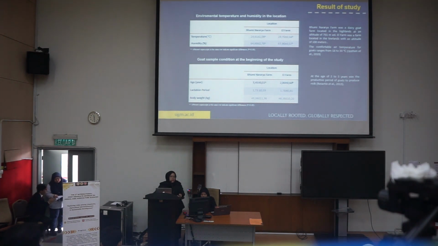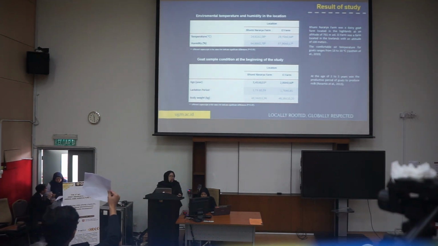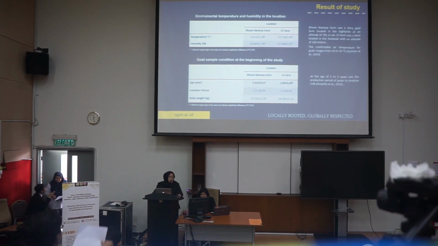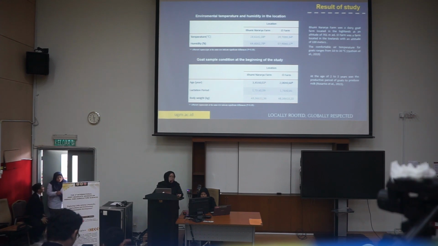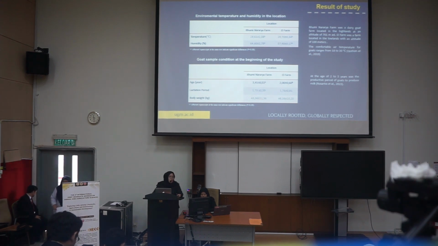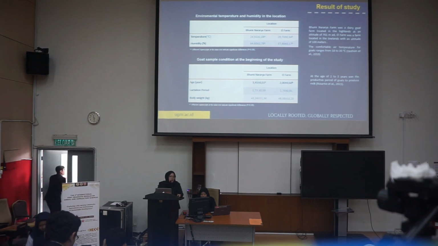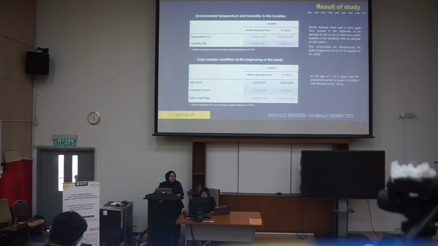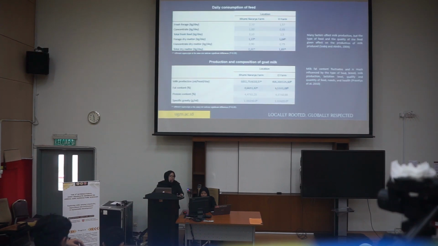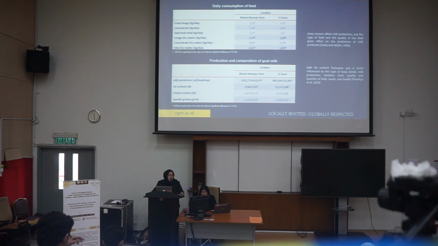So the result of this study, in the table, the environmental temperature and humidity in the locations, which are Buminararia farm and L farm, are different. Buminararia farm was a dairy farm located in the highland at an altitude of 761 MASL, and L farm was a farm located in the lowland with an altitude of 100 meters ASL. This is the daily feed consumption and the production and composition of goat milk.